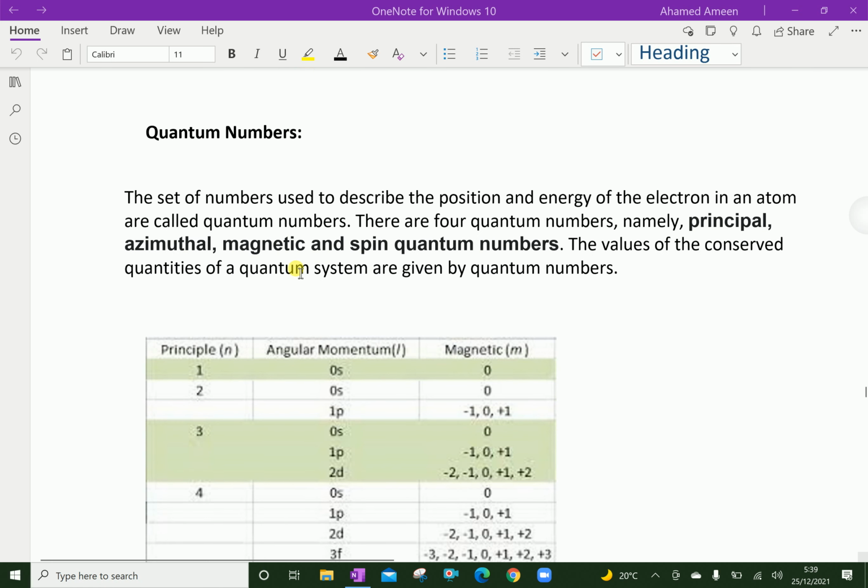In chemistry, we will discuss quantum numbers. The set of numbers used to describe the position and energy of the electron in an atom are called quantum numbers. There are four quantum numbers, namely principal, azimuthal, magnetic, and spin quantum numbers. The values of the conserved quantities of a quantum system are given by quantum numbers.